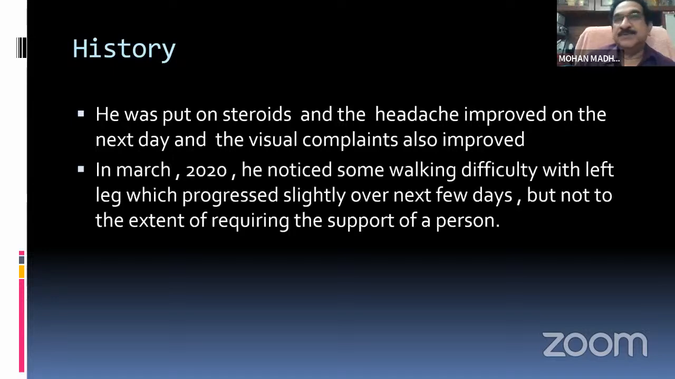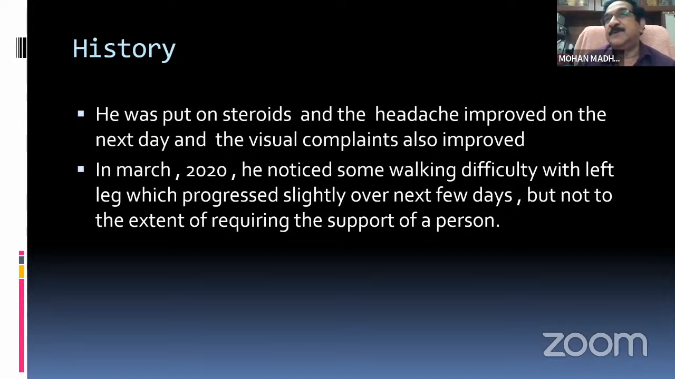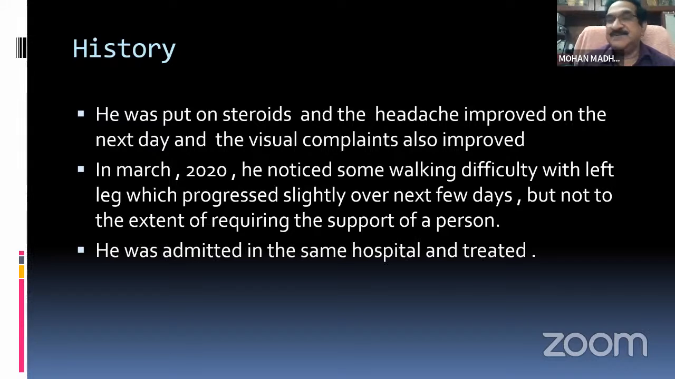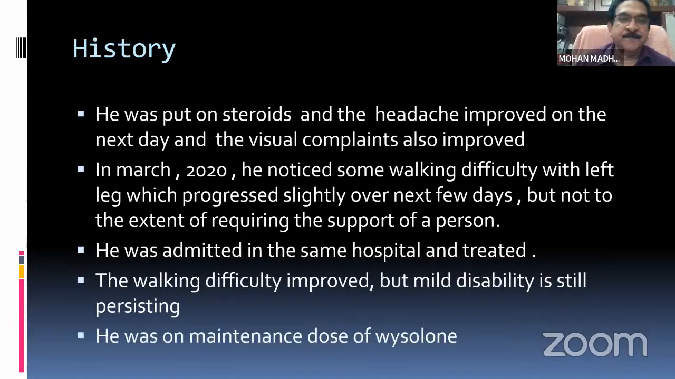In March 2020, that's about 3 months later, he noticed some walking difficulty with the left leg, which progressed slightly over the next few days, but not to the extent of requiring the support of a person. He was admitted in the same hospital and treated. With treatment, walking difficulty improved, but the mild disability was still persisting. Probably you must have received thyroid again. That's why you see blue dots. That wasn't indicated. And since then, he was on a maintenance dose of Risperidone.